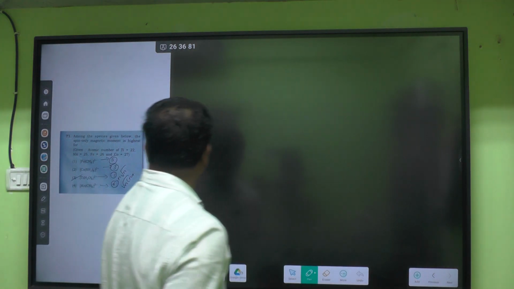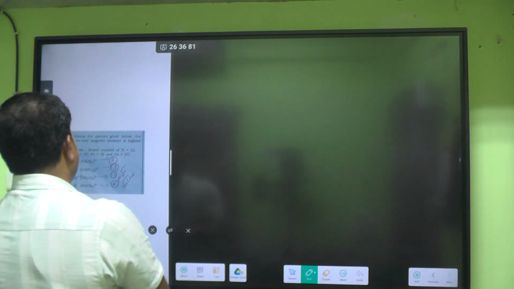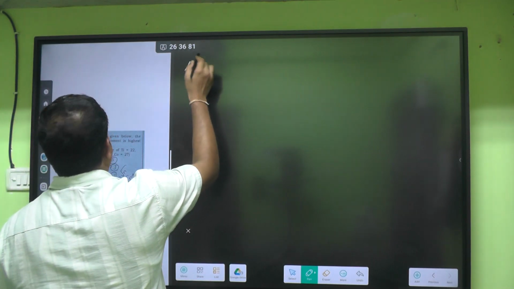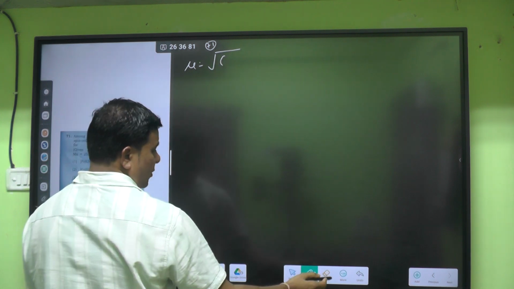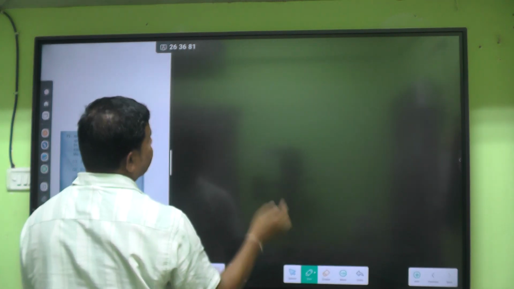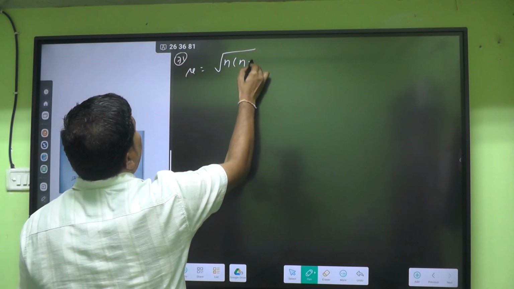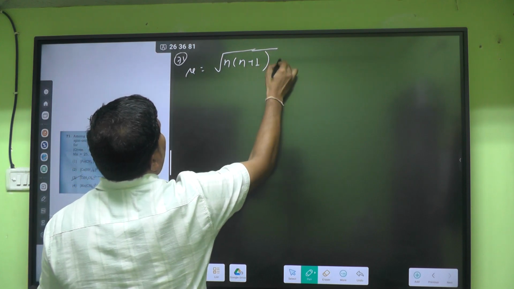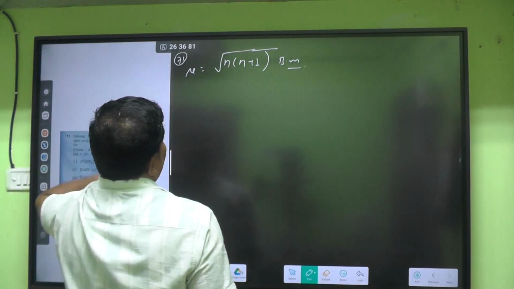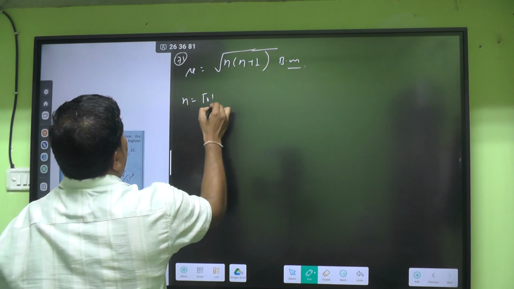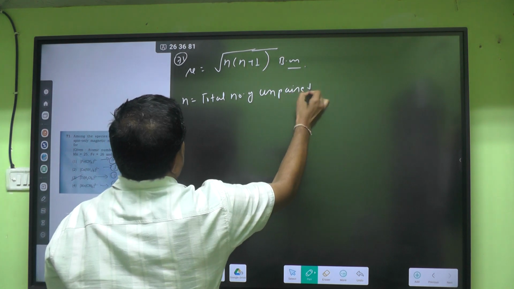Now remember, the next question is given. Among the following given species, the spin magnetic moment is highest for which one? So remember, spin magnetic moment is calculated by the formula, question 71: mu is equal to root of n(n+2) Bohr magneton. Now put the value here. What is n? The total number of unpaired electrons.